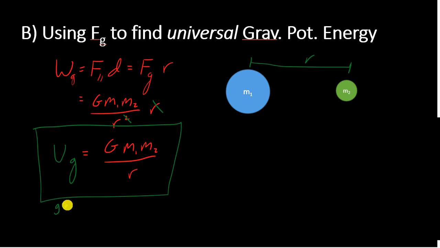So grav potential energy. And again, it's important to point out that we measure UG from some reference spot. r is some spot we need to choose. And to be honest, this is where this equation gets a little weird. Where are we going to measure from?